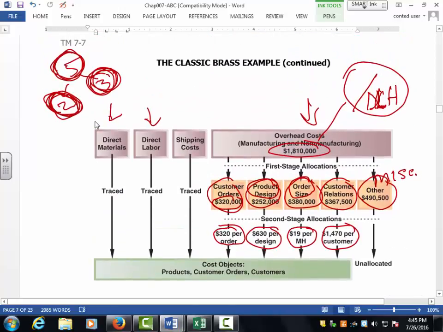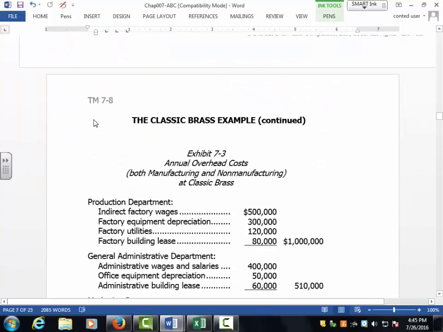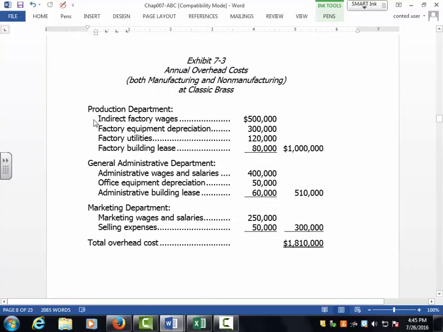And by the way, this is kind of the final result. So I'm just going to look at a couple more slides. Even that's going to take a couple minutes. We turn around and say, okay, for the overhead costs here, we have indirect wages, depreciation, utilities, and the lease on the building, that's $1 million. Then general and administrative was 510 and the marketing department was 300. So of those total overhead costs, this would be the breakdown based on the traditional approach.